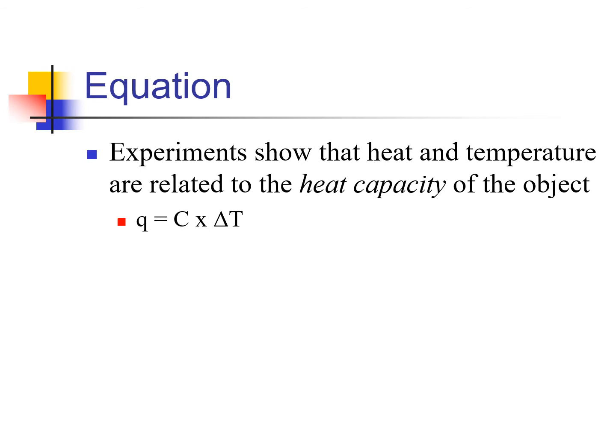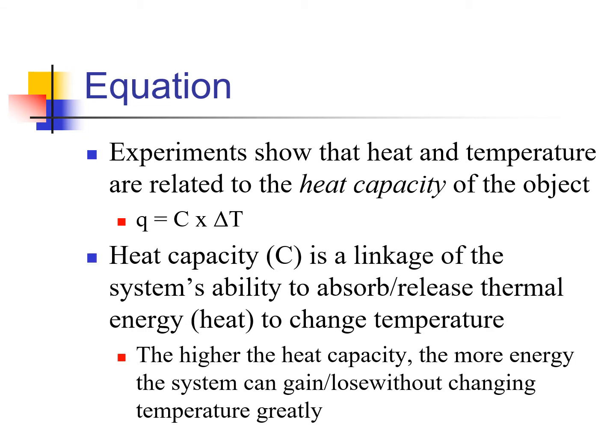Heat is equal to capital C, called the heat capacity of the object. The larger the heat capacity, the harder it is to change the temperature drastically. So heat capacity is based on the object. A pool of water and a cup of water have different heat capacities, even though they're both water. The cup of water will be much easier to change the temperature of, so it would have a lower heat capacity. The pool of water, because it's harder to change its temperature drastically, would have a higher heat capacity.